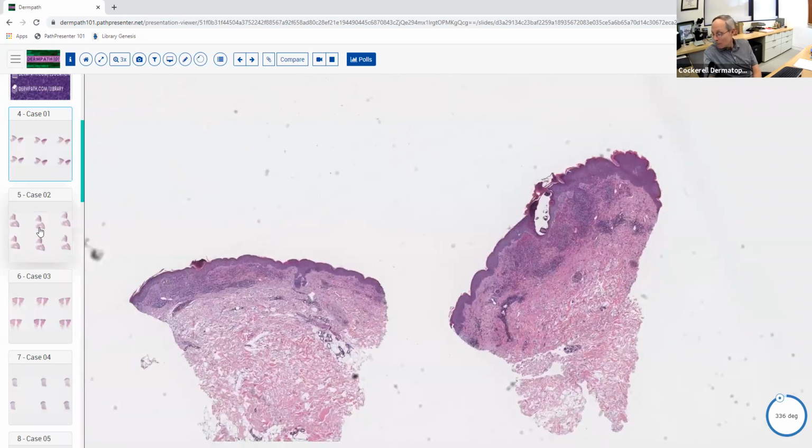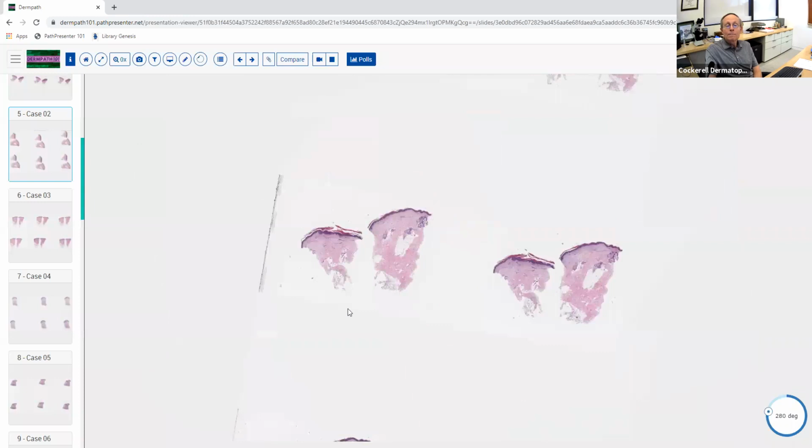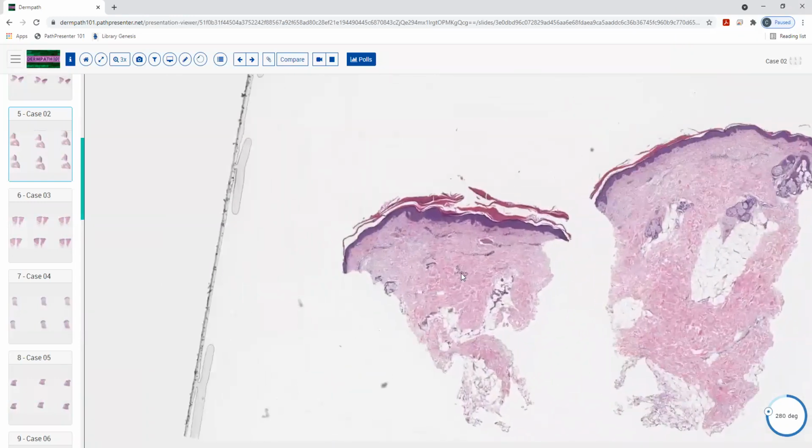Wasn't a problem. Okay, good. All right, let's move on to the next case. Anybody want to give this one a go? I can do this one.